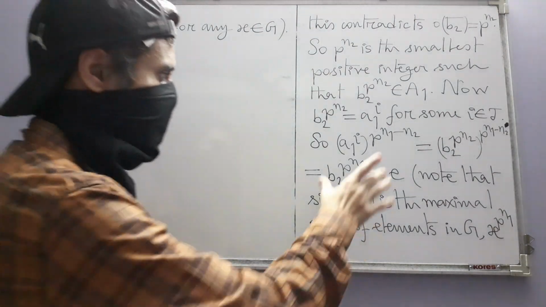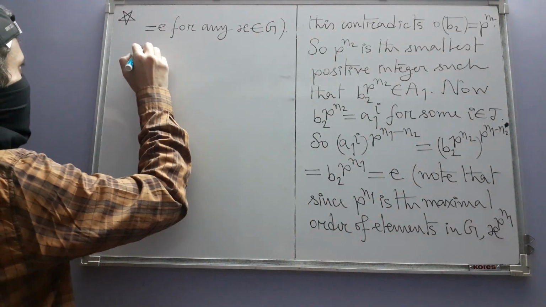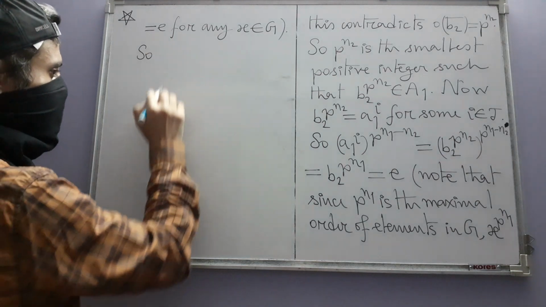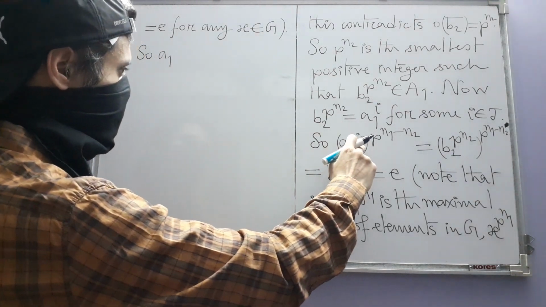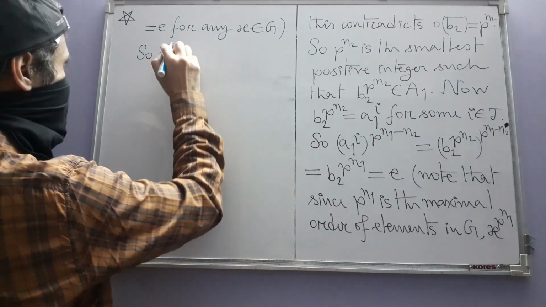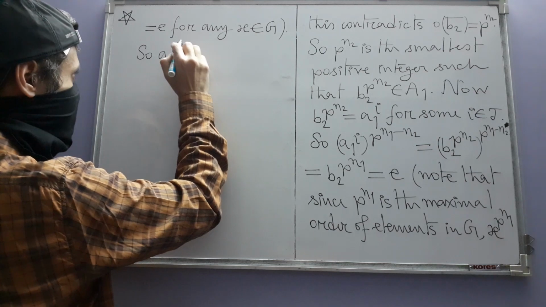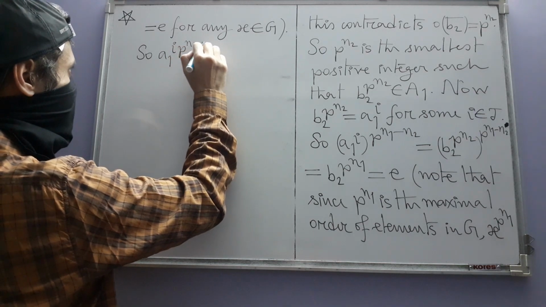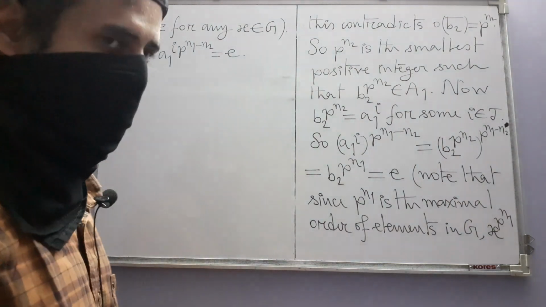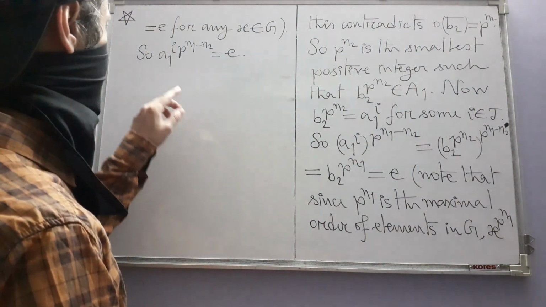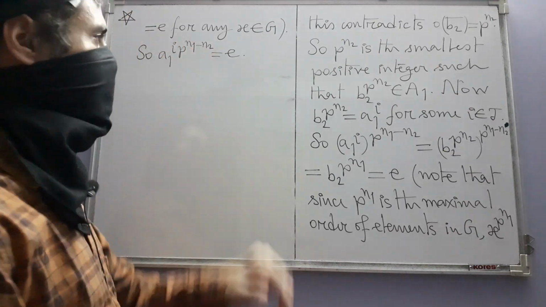Now looking at the first term and the last term, we have this. So, using the rules of exponents, this itself can be written as a to the power I times p to the power n1 minus n2 equal to e. Hence, by a previous exercise, the order of a1 has to divide this exponent.